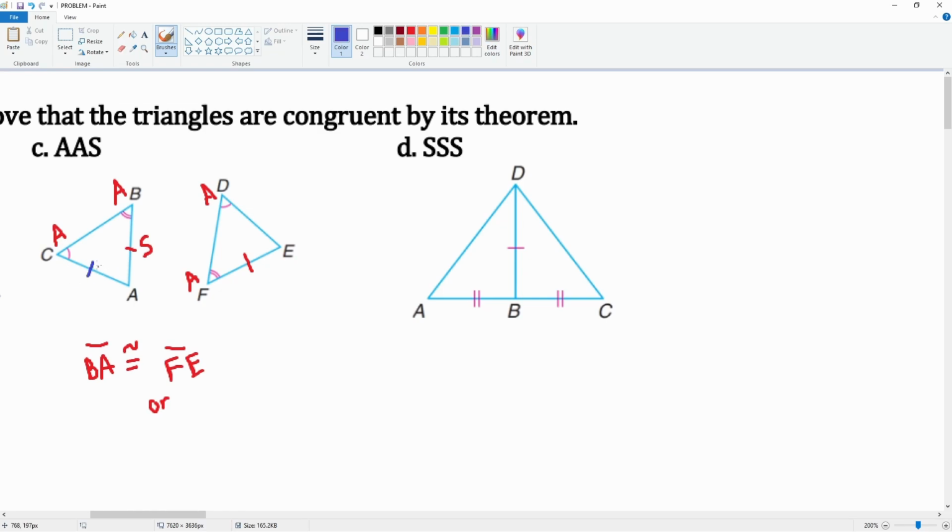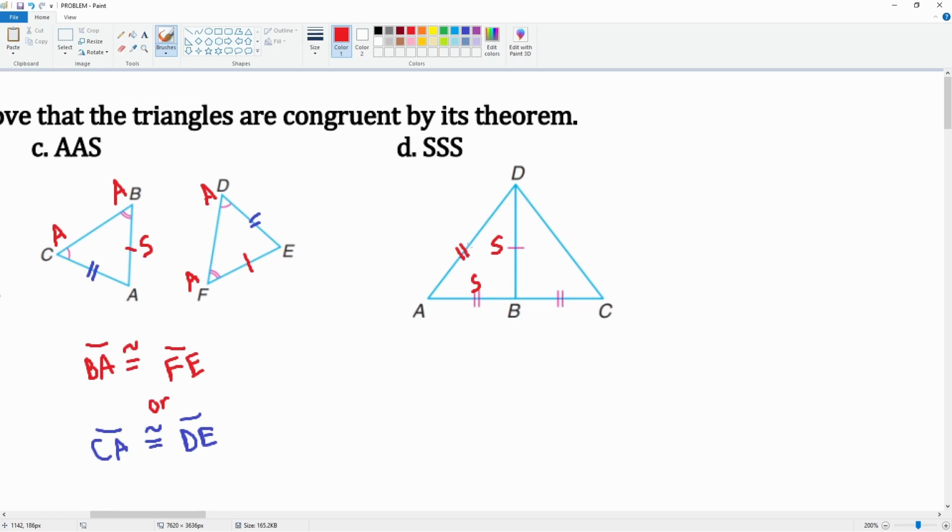Because that's still going to be angle, angle, side. So you could even say CA is congruent to line DE as well, because that would still get you angle, angle, side.